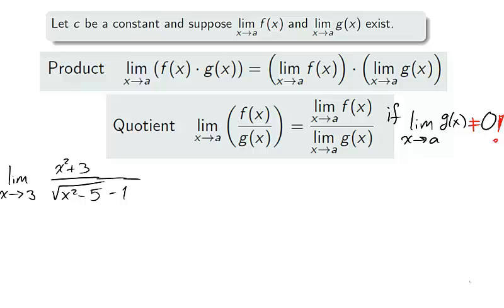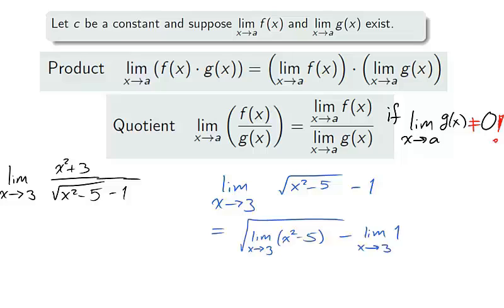Let's conclude with an example. Is the denominator's limit 0? Well, let's calculate it. We know that the limit of x squared, 5, and 1 exists from the constant and identity laws. So we can use the difference and product law to bring the limit to both terms of the difference and inside the radical.